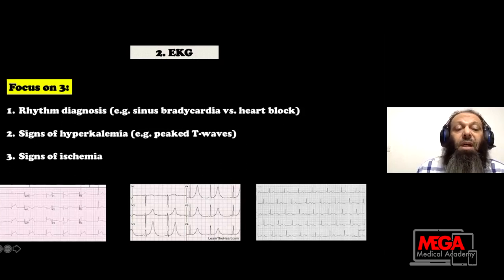Number two, look for signs of hyperkalemia: absent P wave, peaked T wave. So this is the second point you have to look for on the ECG.